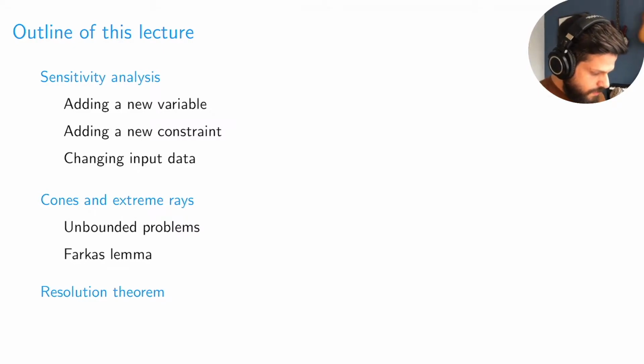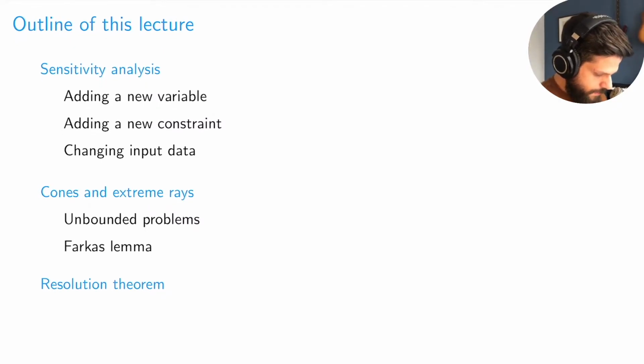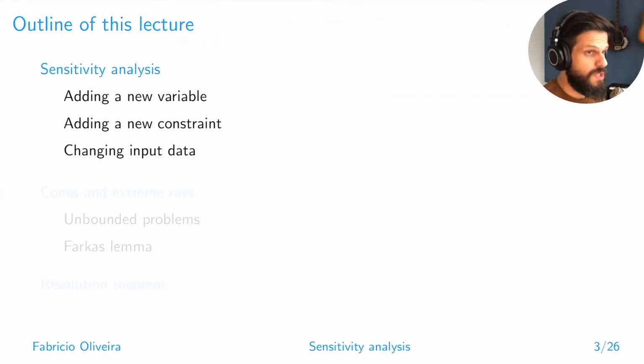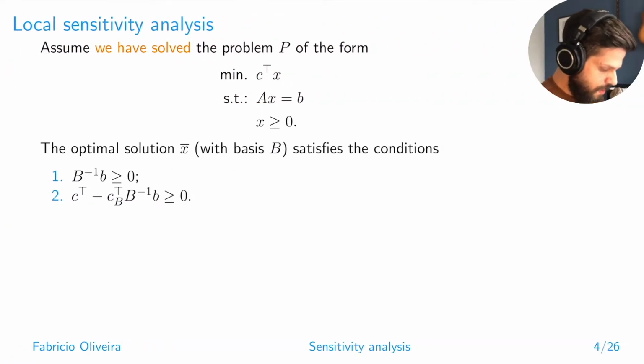But let's get started. In this video, we're going to be focusing on the first part here, which is generally called sensitivity analysis. So the idea is that we now have solved our problem P, which is written in this standard form that we've been seeing. And we have this optimal solution that I'm calling X bar, which satisfies the optimality conditions we've seen before. We have a feasible solution, everything is non-negative. And our reduced costs are all non-negative, because we are minimizing.